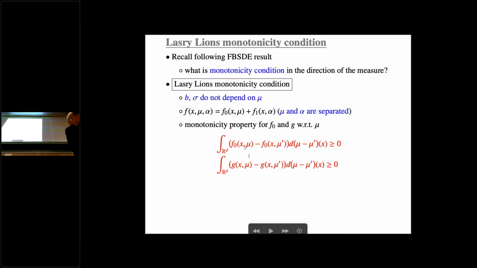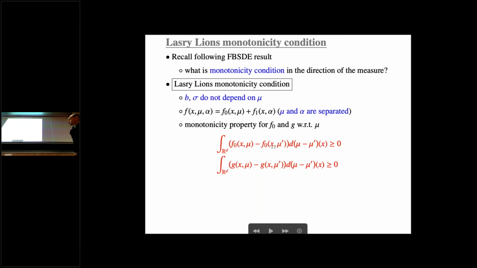F is the running cost, and G is the terminal cost. In the running cost F, you split the cost into two parts: one that only depends on x and mu, and one that only depends on x and alpha. Think of 1/2 of alpha squared, the kinetic energy. This was an example for this F0. And you say that this is monotone if you have this property.